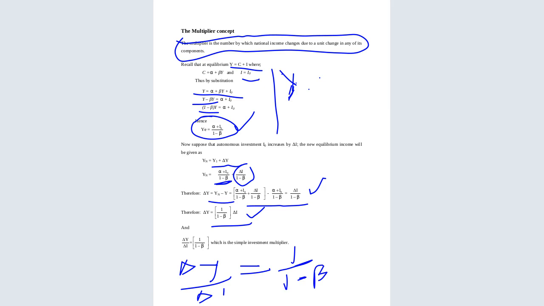This is what we refer to as a simple investment multiplier. That means that if you change investment by 1 unit, then income will change by 1 over 1 minus beta. And this is what we refer to as a simple investment multiplier.